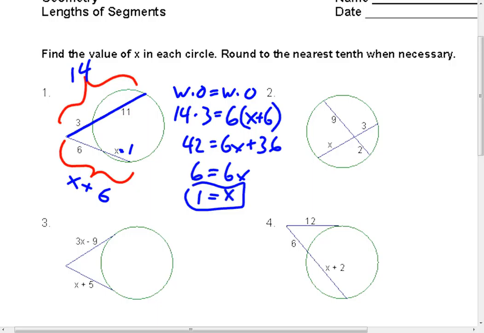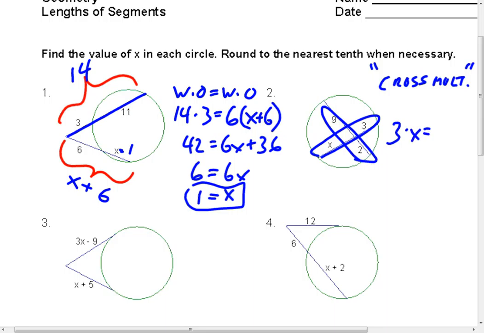That was a whoa. What's the rule for two chords and a bunch of segments that are resulting? And right now we're putting that into quotes because we really haven't learned where it comes from. We know that it comes from a proportion, but we haven't proven it yet. But we can still use it. That means that 3 times x is going to be equal to 9 times 2, which means that x is 6. What is it? It's a length. It's a distance.